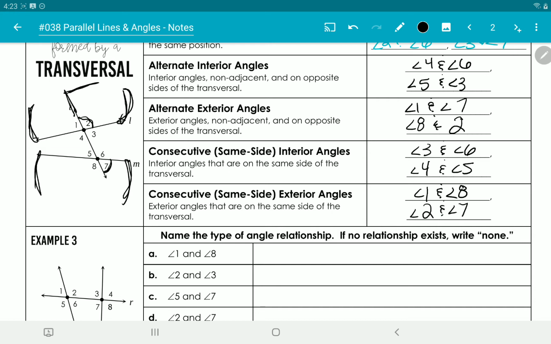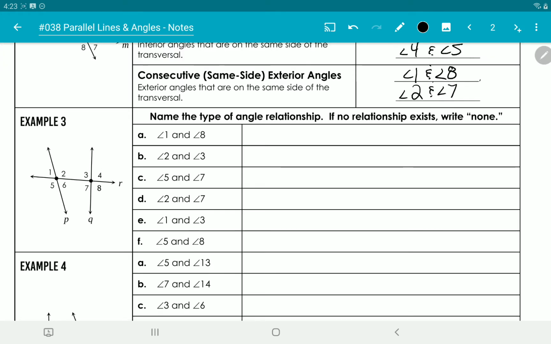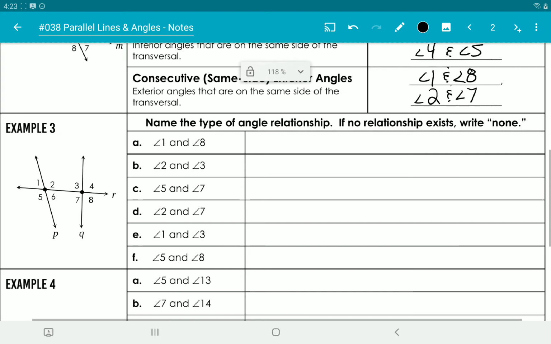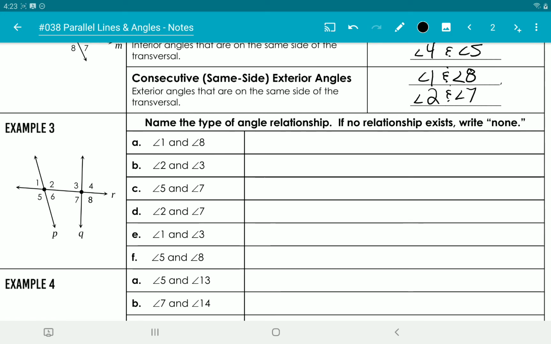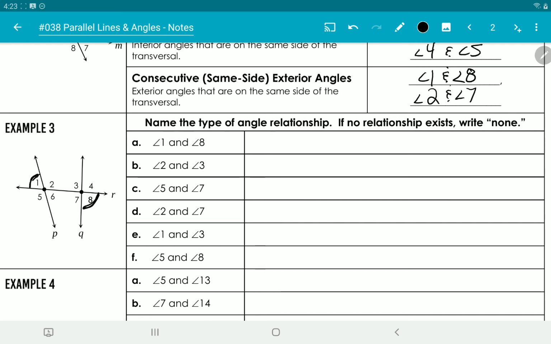Okay? So that might seem a little confusing right now, but after we go through some examples, I think it'll help clear it up a little bit. So here, we're going to name the type of angle relationship. Okay? So angle 1 and angle 8. We're going to be looking at this one and this one. Okay? So first, is it going to be alternate or same side? So this is the one that meets the other two. You can see one's on top, one's on bottom. They're going to be opposite. Okay?